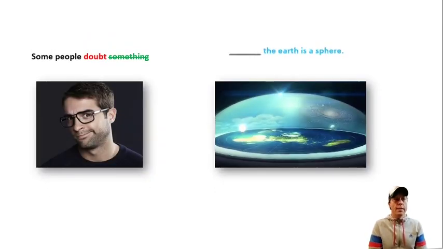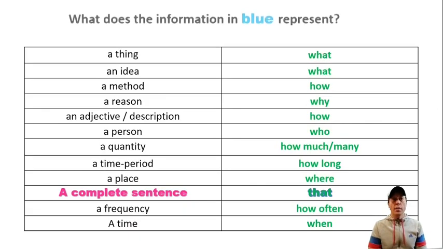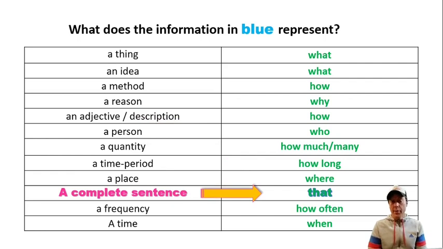Okay, the word here is doubt, another mental verb. Doubt means you don't really think something's true, or you suspect that something might not be true. Some people doubt the earth is a sphere. This time it's different because the earth is a sphere is a complete sentence and nothing is being deleted. So what word can we use to connect a complete sentence to a mental verb? What does the blue represent? It's a complete sentence. In this case we use that. So if you're connecting a mental verb with a phrasal object, we use the word that.